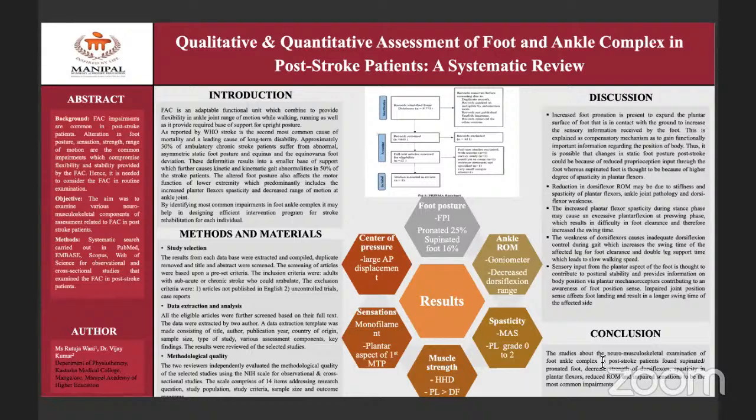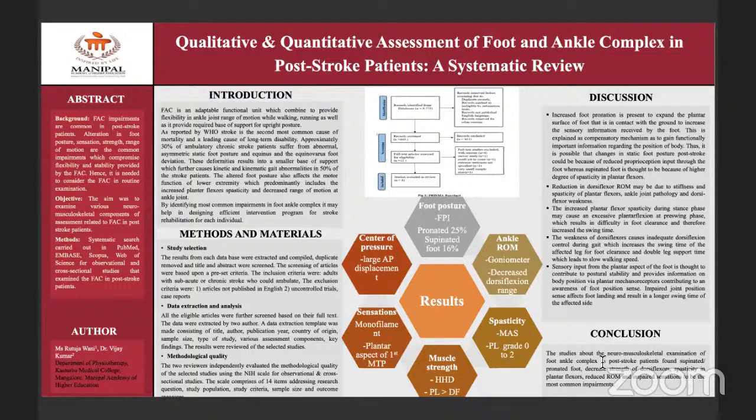Last component, sensory input from the plantar aspect of the foot is thought to contribute to postural stability and provide information on body position via plantar mechanosensors, contributing to an awareness of foot position sense. So the impaired joint position sense affects the foot landing and results in a longer swing time of the affected side.